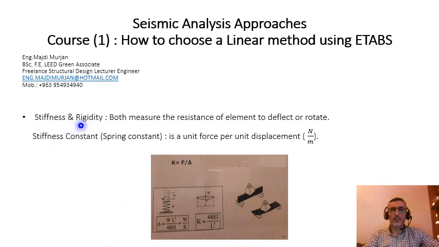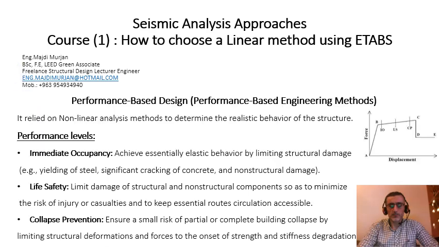Stiffness and rigidity both measure the resistance of an element to deflect or rotate, and we have here the spring constant or stiffness constant. Its unit is Newton per meter, which is a unit force per unit displacement, and expresses the resistance to deflect. Now let's talk about the performance-based design methods or performance-based engineering methods.